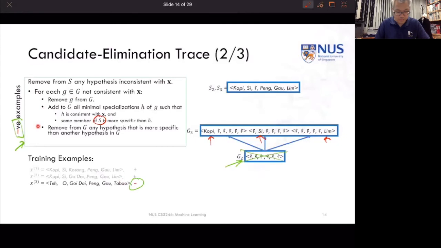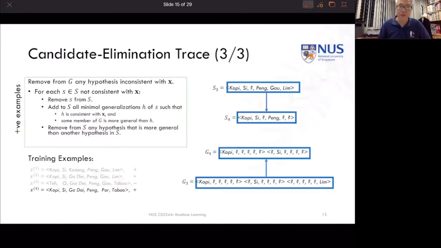And we are going to remove from G any hypothesis that's more specific than another hypothesis in G. But you can see all three of these here are partial orders, all right? They're equivalent. So there's no way to remove any one of them because all of them are equally specific.